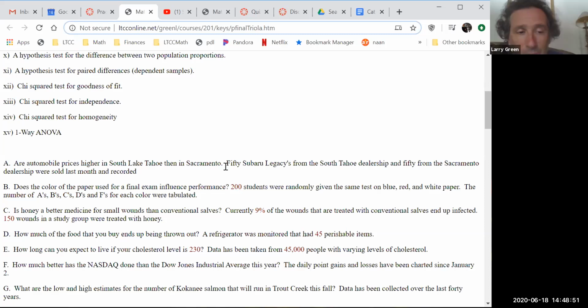Now, how many samples, not sample size, but how many groups are there? 2. Which 2? Honey and salves. All right, how many people were in the salves? I don't know. I only know that 150 were treated with honey, but I don't know about the rest. We only have one group, the group treated with honey. So this is not 2 groups. This is 1 group. Are you following that? Yes. So we know about the salves. What we're interested in is about the honey.